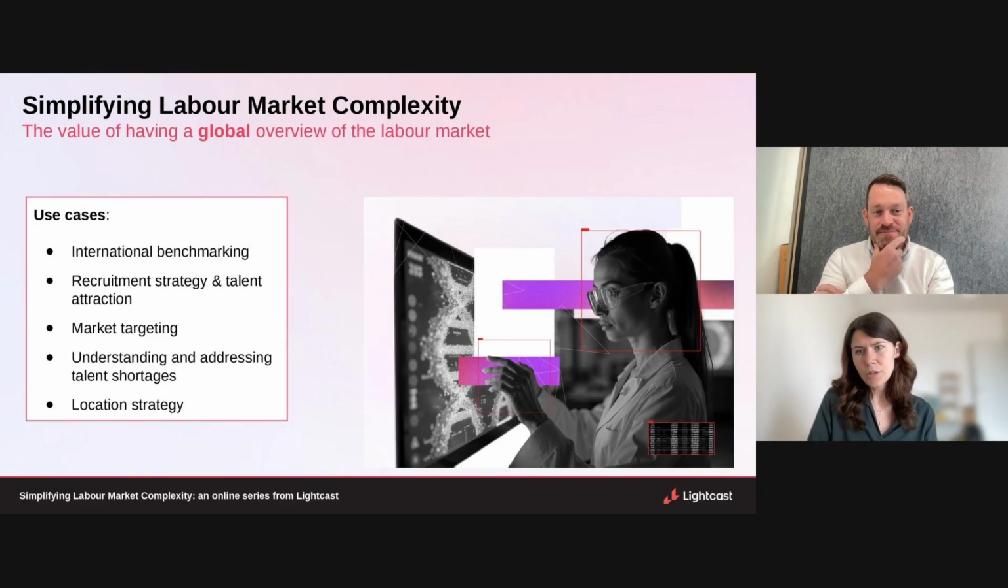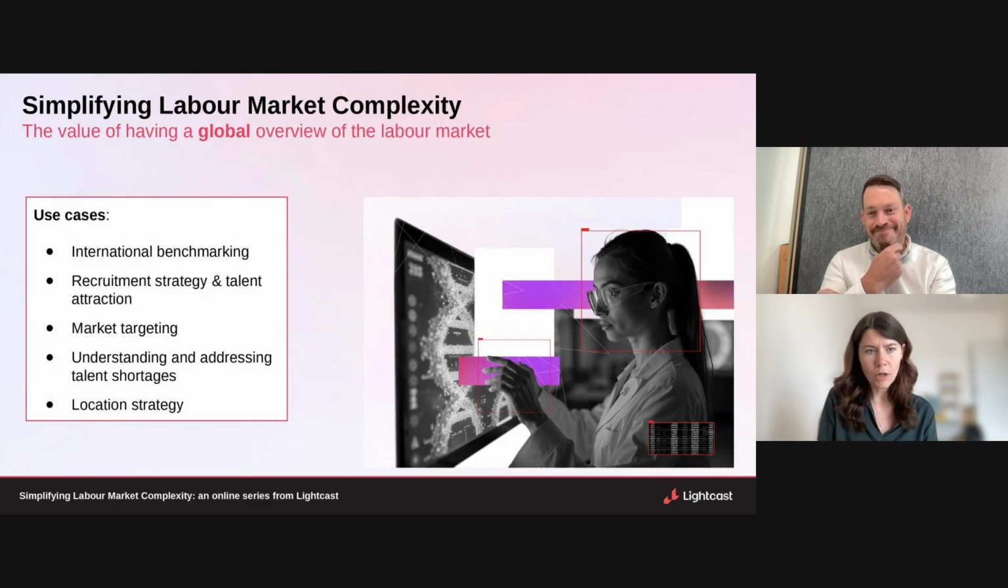Yeah, and it's not just for international benchmarking, it's also for recruitment strategies. And with recruitment strategies here, I mean both if you're a business and you want to understand where you need to find the talent, but also if you're a university and you want to market your programs. So you need to understand where demand for occupations related to your program is across the world. And also, it really helps in understanding and addressing talent shortages at the global level.